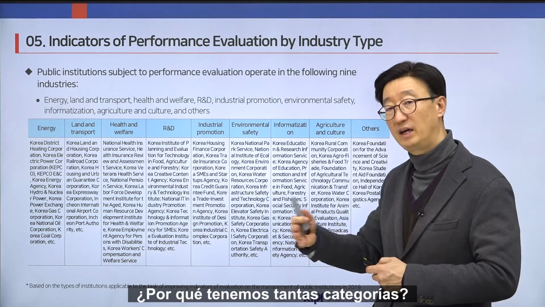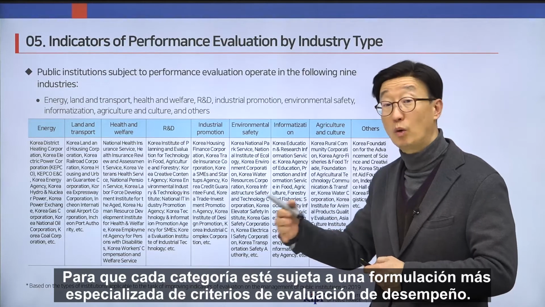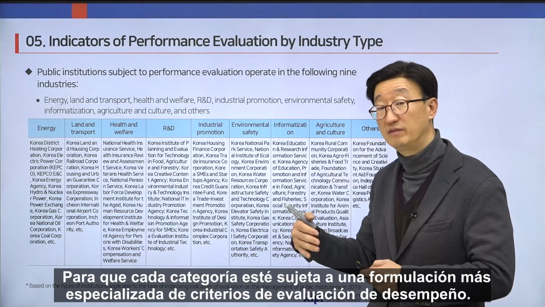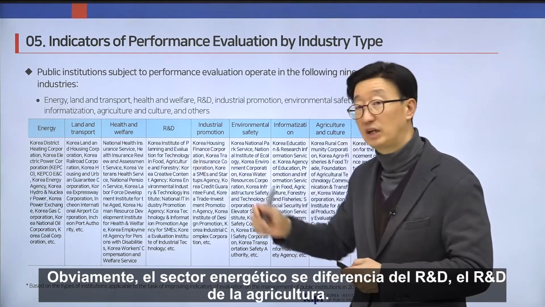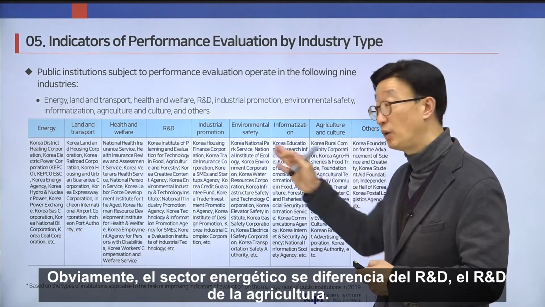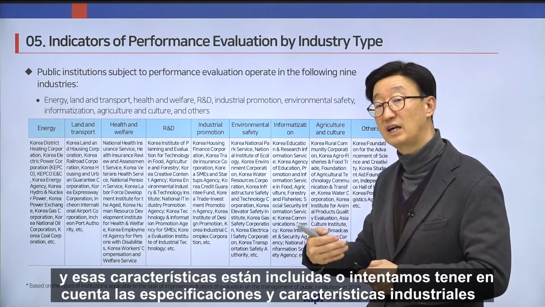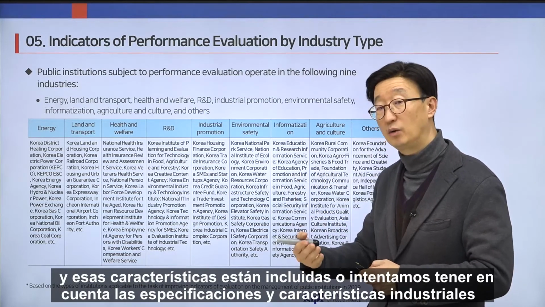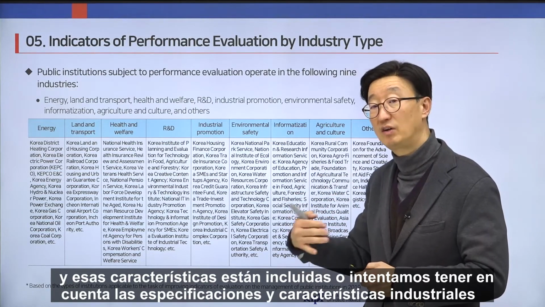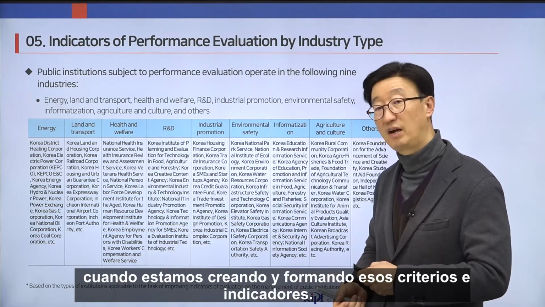And why do we have that many categories? So that each category would be subject to more specialized formulation of criteria for performance evaluation. Obviously, energy sector differs from R&D to agriculture. So each industry has its own specific characteristics, and we try to take into account industrial specification and characteristics when we are making and forming those criteria and indicators.